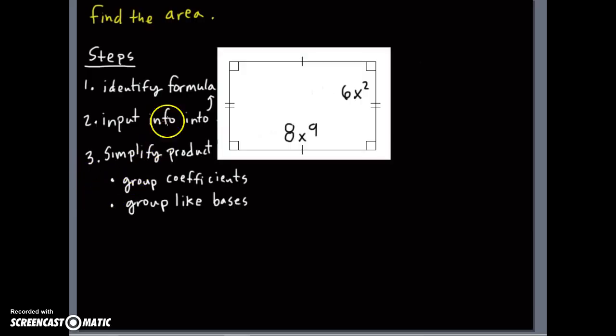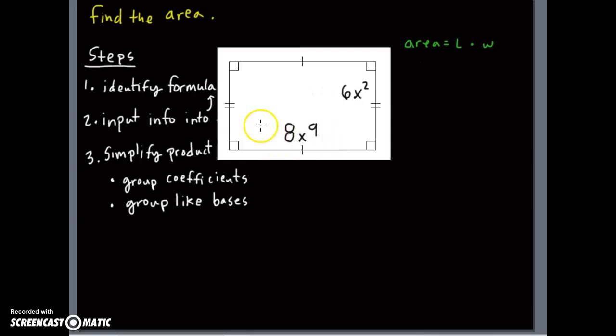Let's go ahead and get into a couple examples. First question asks us to find the area. Today we're going to learn how to multiply these monomials in the context of finding area and volume of figures. The first step here will be to identify the formula. If we are trying to find the area of this rectangle, we've got to know what the formula for a rectangle is. I'm going to go ahead and give you this formula now. The formula for a rectangle is the length of the rectangle multiplied by the width of the rectangle.